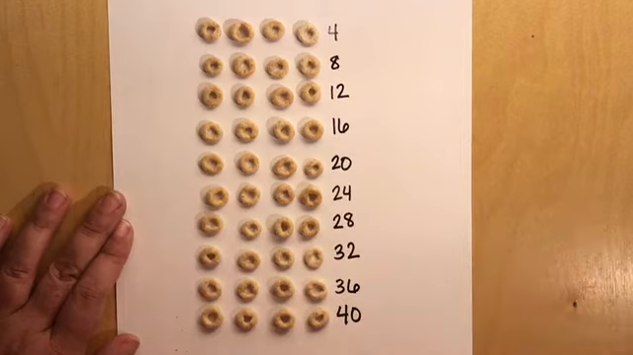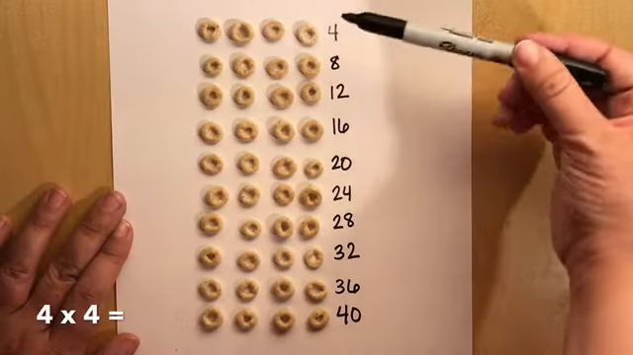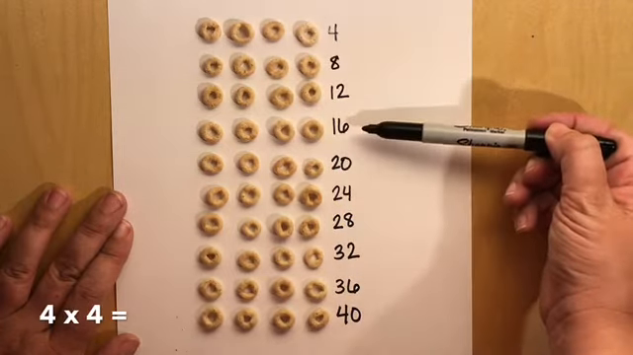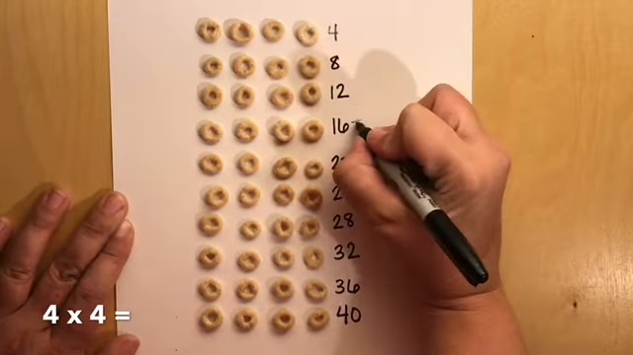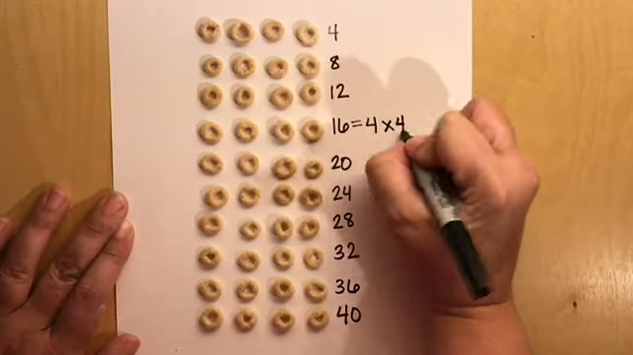So for example, if we were trying to find 4 times 4, where would that be? Go ahead and point. Okay, so you should have counted 4 rows of 4. 1, 2, 3, 4. That gets us to 16. We skip counted 4 times. So 16 equals 4 times 4.